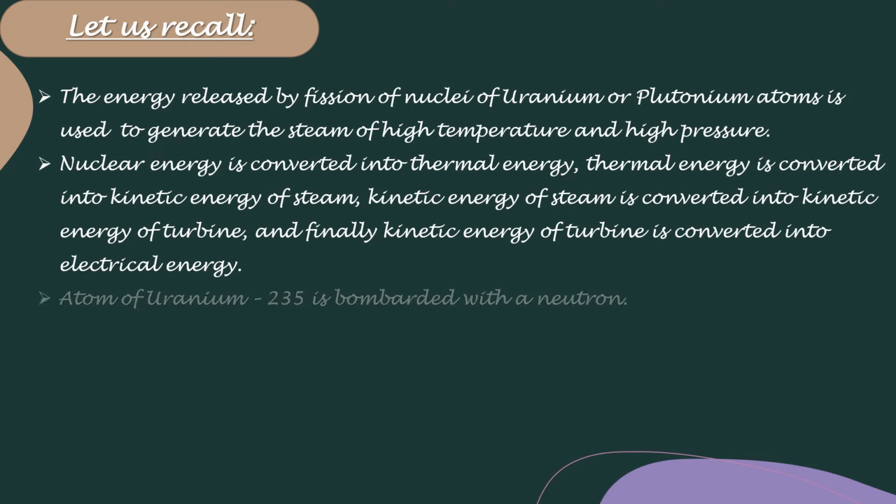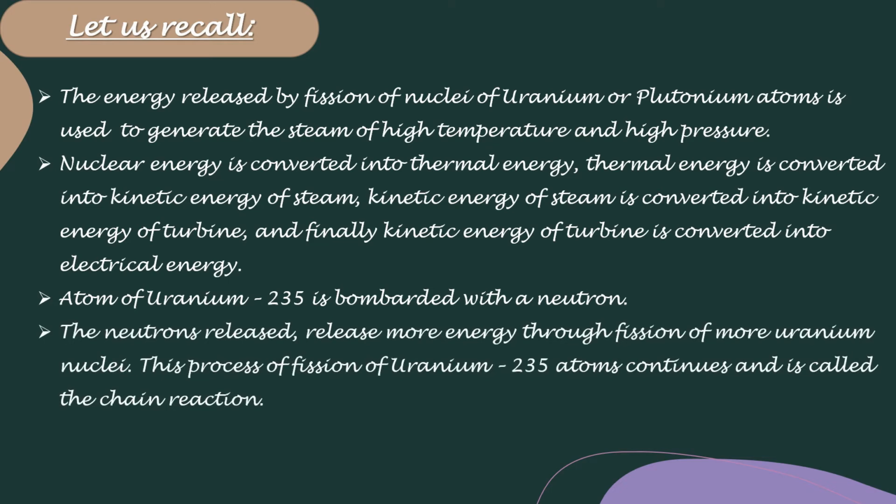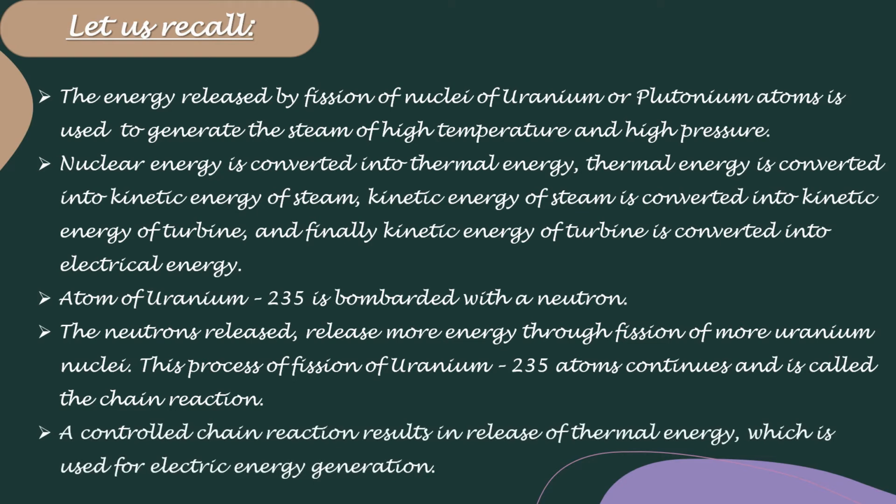Then an atom of uranium-235 is bombarded with a neutron, and the neutrons release more energy through fission of more uranium nuclei. And this process of fission of uranium-235 atoms continues, and it's called the chain reaction. And a controlled chain reaction results in release of thermal energy, which is used for electric energy generation.